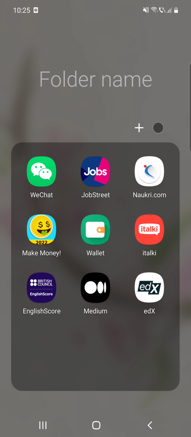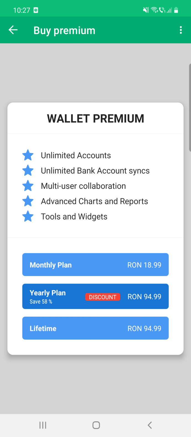But let's see their premium plans. You can see the monthly plan, the yearly plan, and a lifetime. So right now I'm in Romania, that's why in RON, but it's not so expensive. Like the monthly plan is $4, so it's okay, I guess. So you get unlimited accounts, unlimited bank account syncs, multi-user collaboration, advanced charts and reports, and tools and widgets.